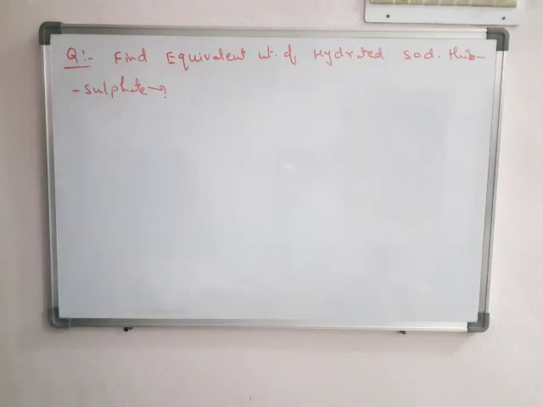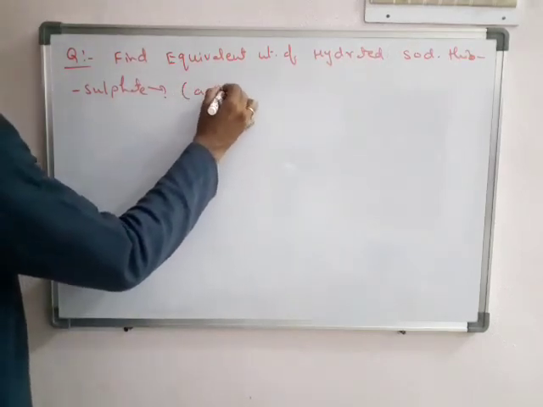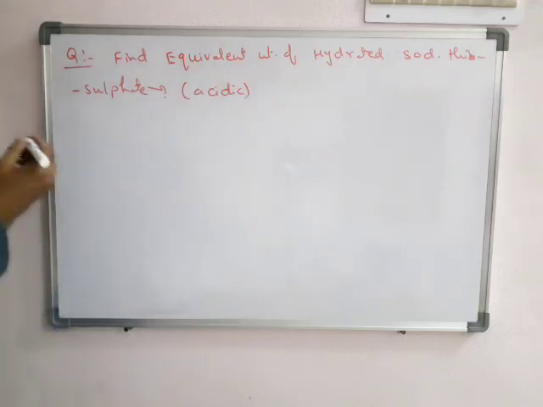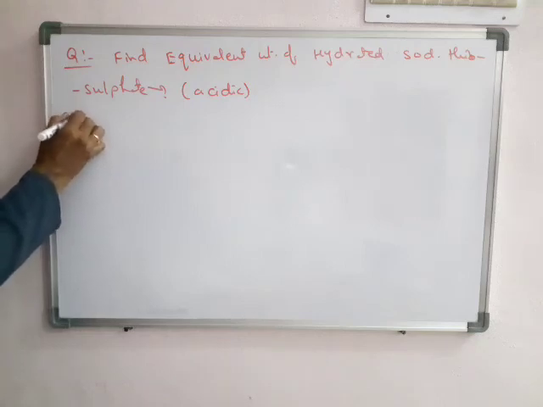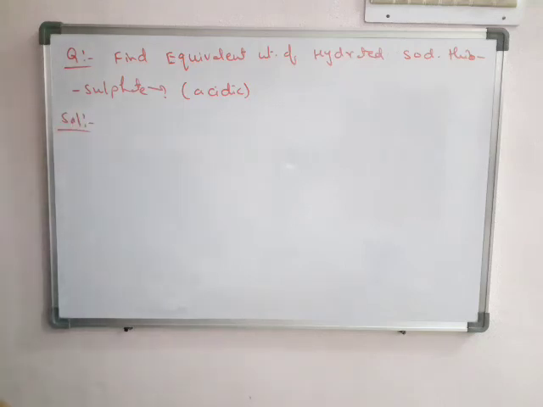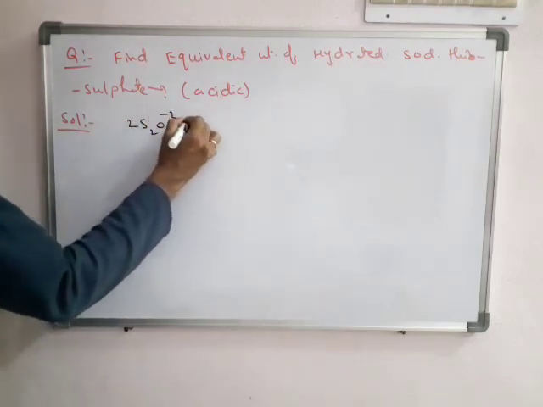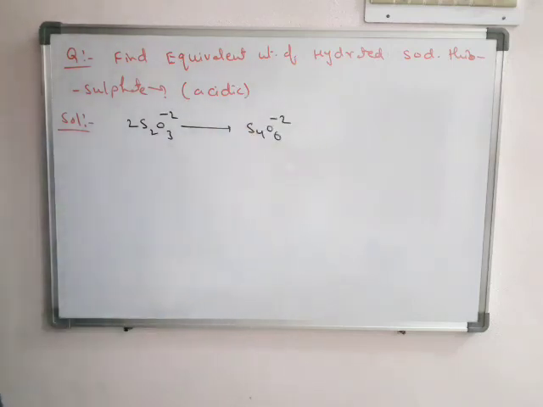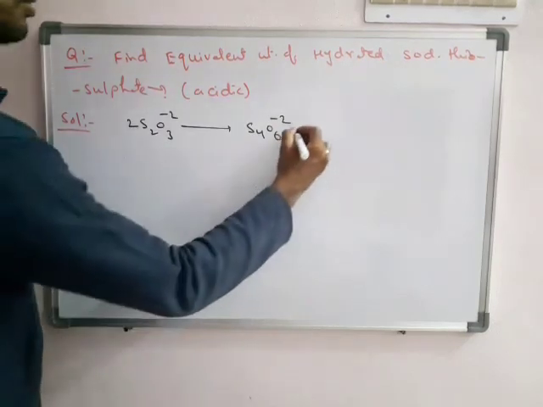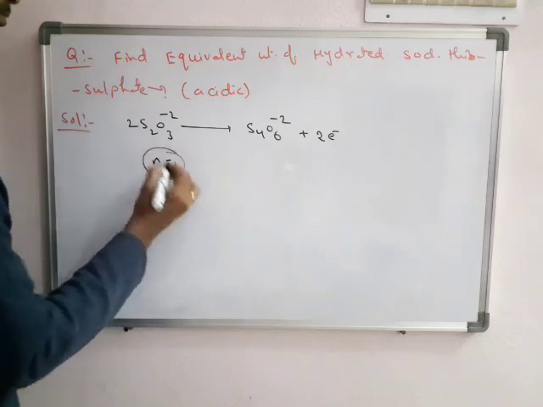Okay. So we know sodium thiosulfate in acidic medium. Medium is given acidic. So actually if you take hydrated, generally it takes place in acidic. So we know in acidic medium what is the change? In acidic medium S2O3 2- changes to S4O6 2-. The number of electrons is 2 electrons and n factor is equal to 1.